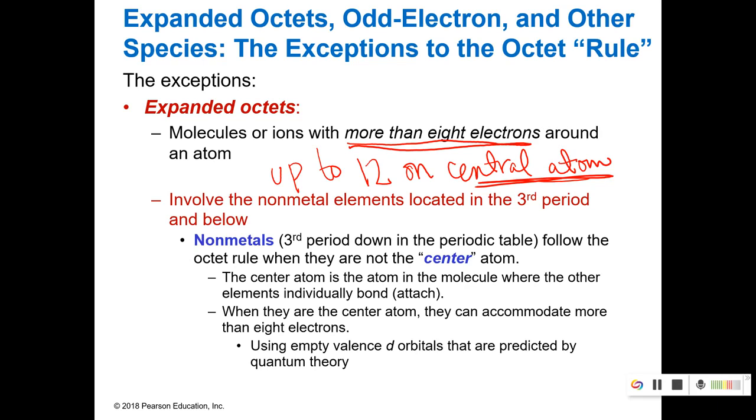Okay, anything in row 3 and down on the periodic table, like physically down on the periodic table, can do that. It's because they're using empty space from the d orbital. So they're just moving electrons around to make more space into other orbitals.